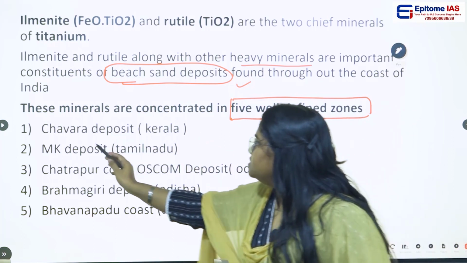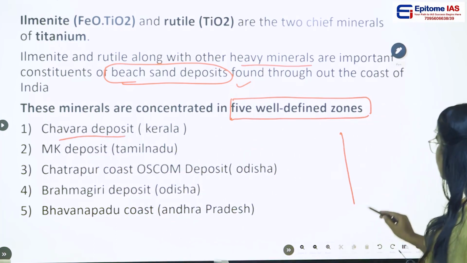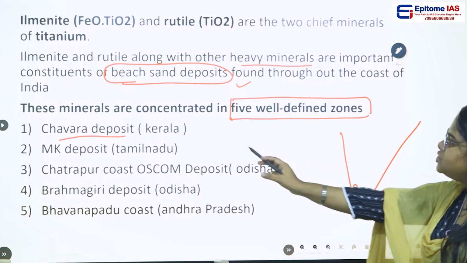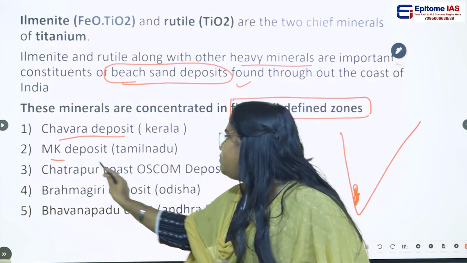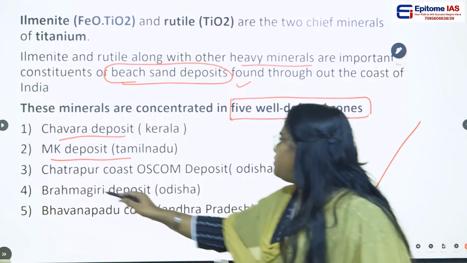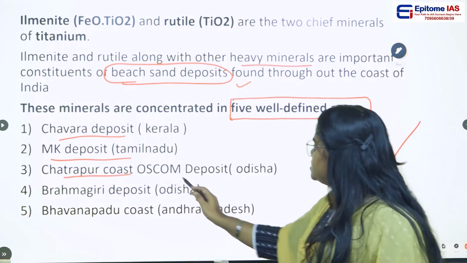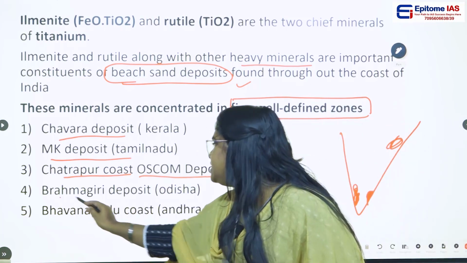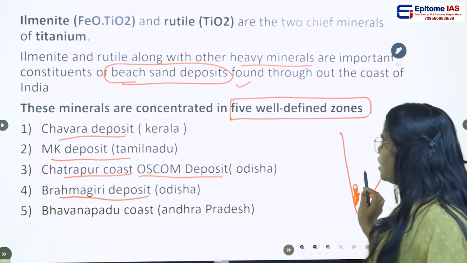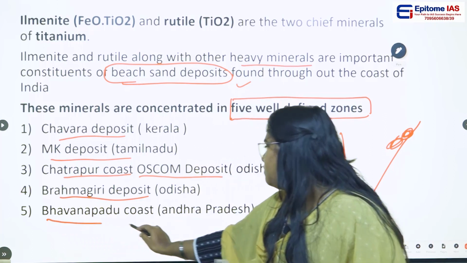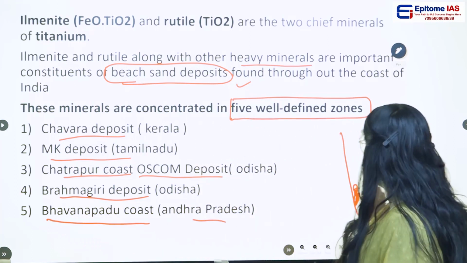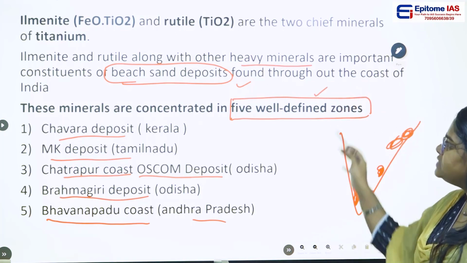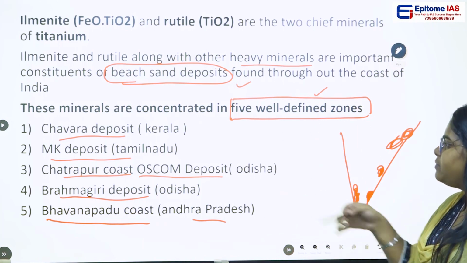What are they? The Chavara deposit, that is in Kerala. Let's say this is the coast of India, and in Kerala we have this Chavara deposit, and we have the deposit in Tamil Nadu, and Chhatrapur coast. It is also called the Oscom deposit. This is in Odisha. And there is another, the Brahmagiri deposit. This is also in Odisha. And the 5th one is Bhavanapadu coast, that is in Andhra Pradesh. So these are the major well-defined zones of these deposits. And we have these 5 deposits here.